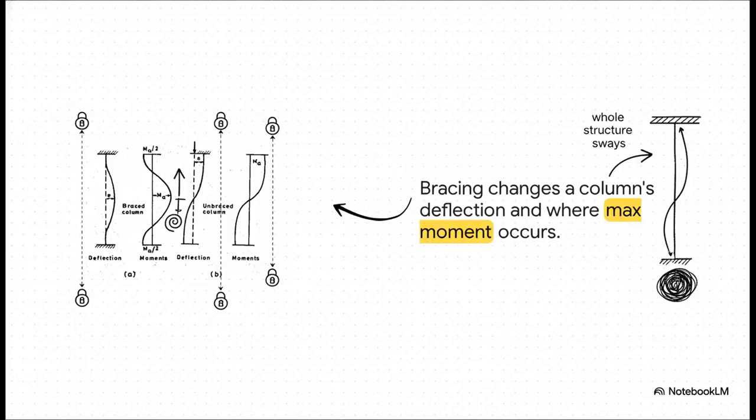In this slide, this is the payoff. This shows you the consequence of that braced versus unbraced decision. In a braced column, the ends are basically held in place, so that extra moment from bending happens right near the middle. But in an unbraced column, the whole thing sways, and that maximum moment gets pushed to the end of the column. This is absolutely critical for our calculations.